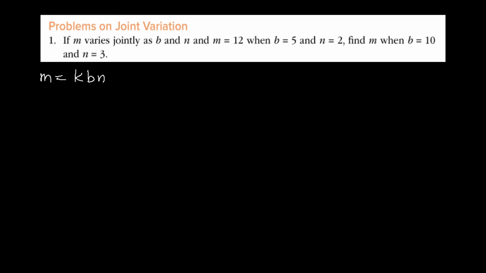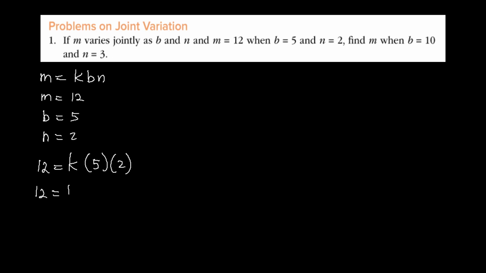Tapos may given tayo na M is equals to 12, B equals 5, at meron tayong N equals 2. Okay? So in this given, masosolve natin yung constant of variation. Okay? So simply substitute that sa ating equation. So M is 12. Okay? K, just copy the K. We have the B, which is 5. Yung N natin is 2. Okay? So 12 equals K. 5 times 2 is 10.